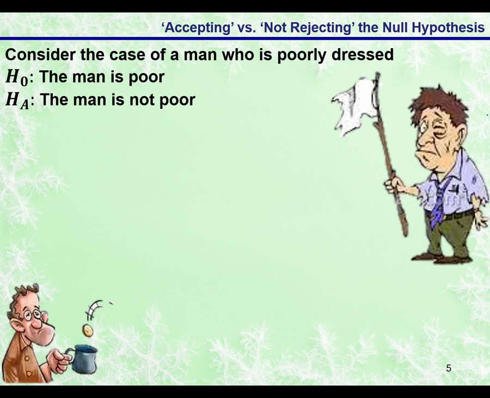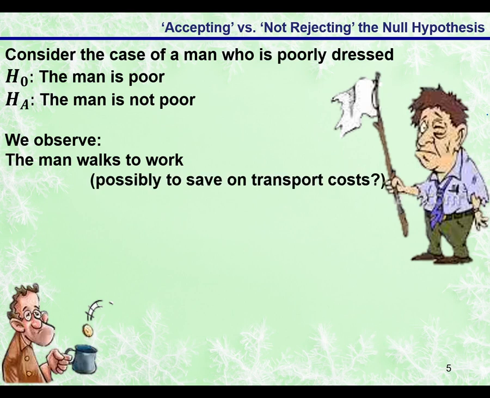So our null hypothesis might be that the man is poor, and we want to prove that the man is actually not poor. So let's say, for instance, we gather our data. Now, we see that this man walks to work. Does that mean that he is poor, or does that mean that he's just trying to save on transport costs? Or maybe he is just interested in getting a bit more exercise. So is that enough evidence to say the alternative is true, or does it not support the alternative?